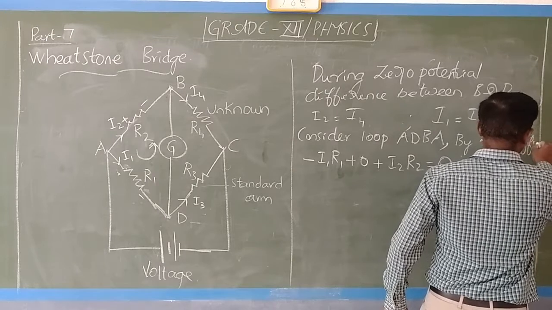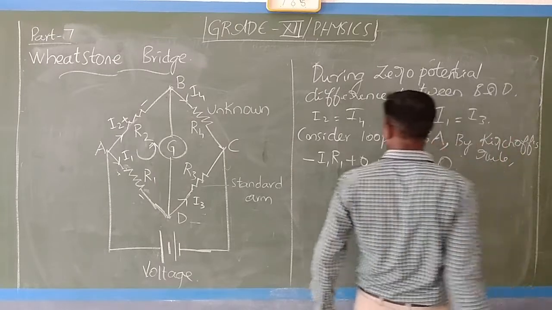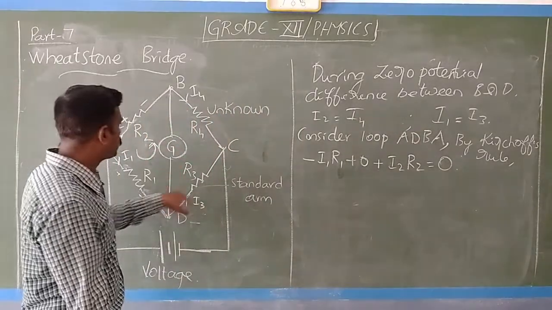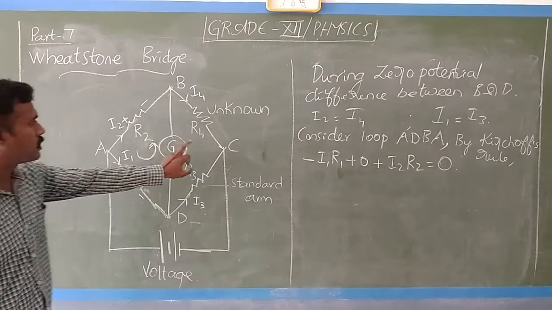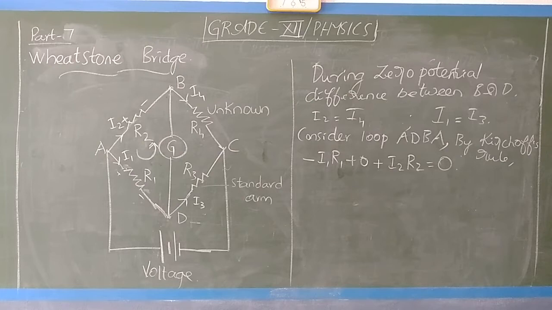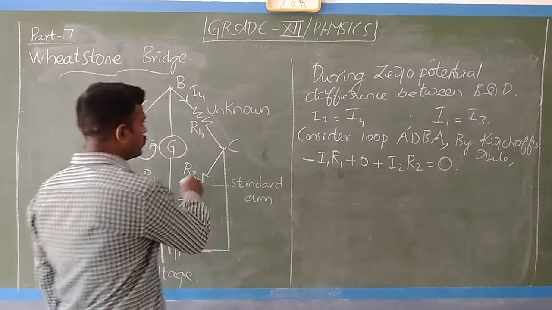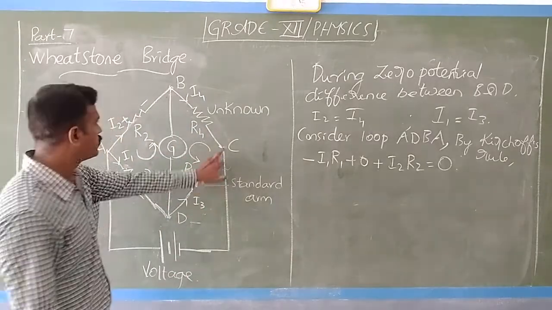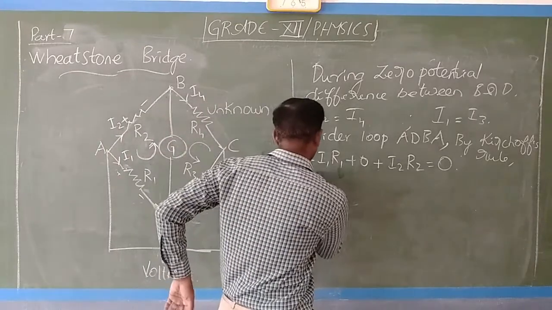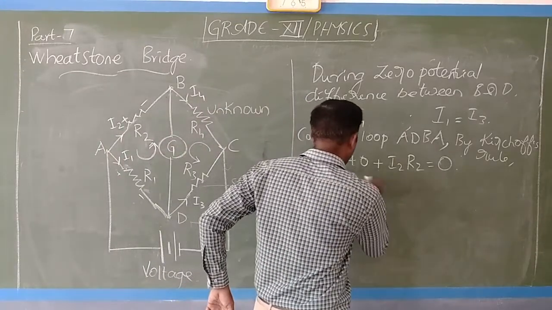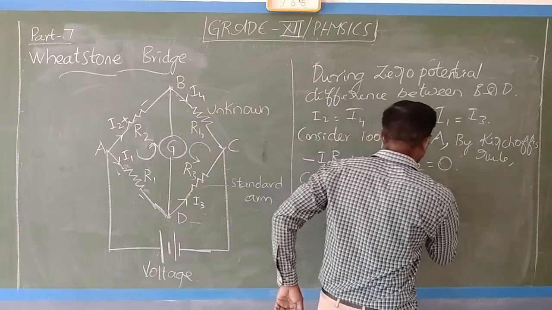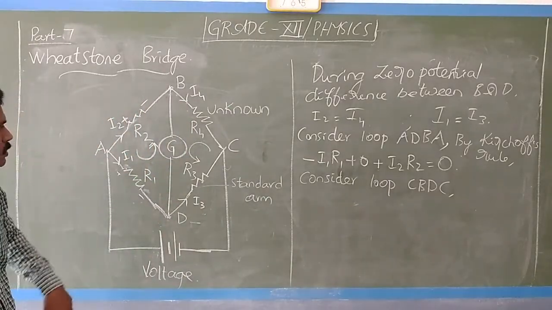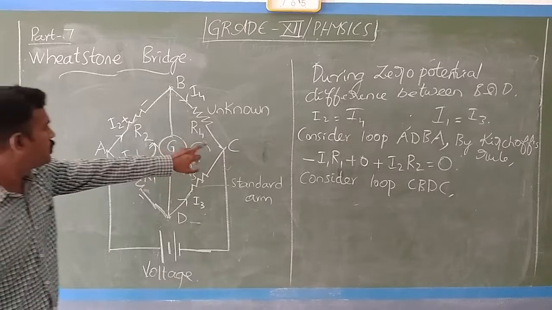This is by Kirchhoff's rule. Next step, in this loop, you consider this second loop. You consider this loop, CBDC. Consider loop CBDC. Then you draw that. Then you write C to D, what is that?